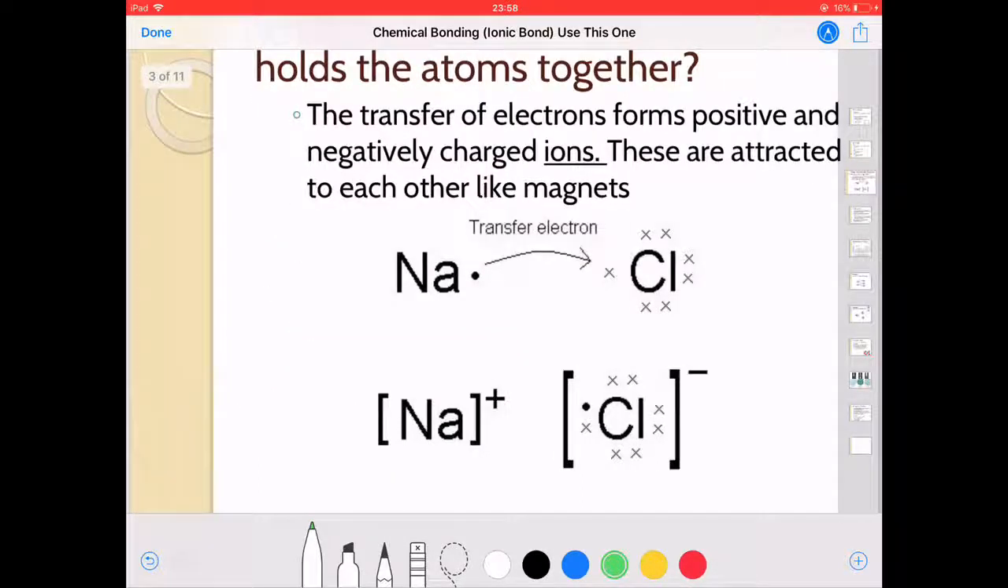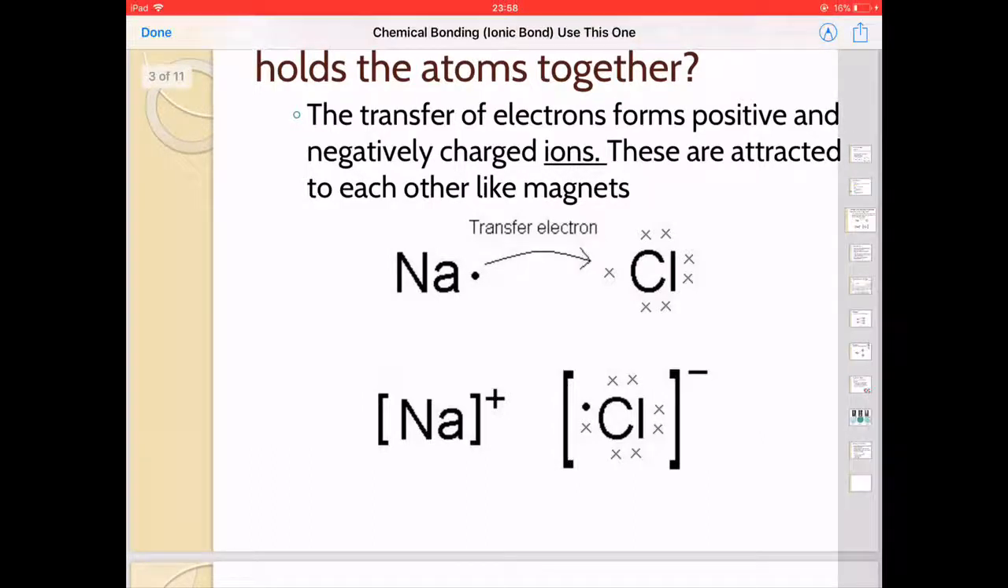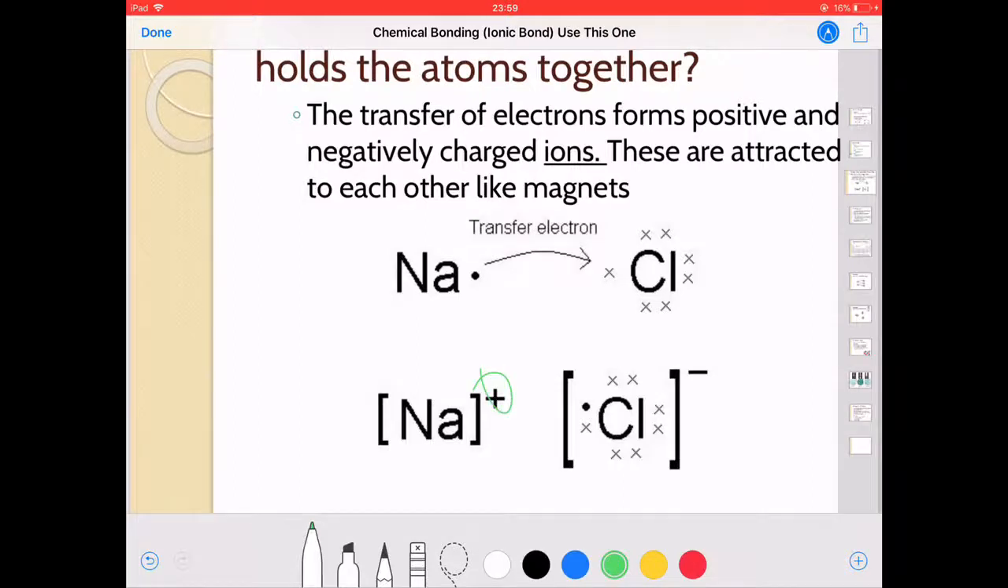When we move to the actual attraction force for these compounds and what holds these atoms together, again, this one is twofold. The transfer of electrons, the actual movement of that electron, forms your positive and negatively charged ion. So it forms the cation that is positive and your anion that is negative. You guys have all heard the saying opposites attract. So those oppositely charged ions then attract to each other, just like the opposite poles of a magnet are attracted to each other. So again, twofold: transfer of electron and then the opposite charges attracting to each other.